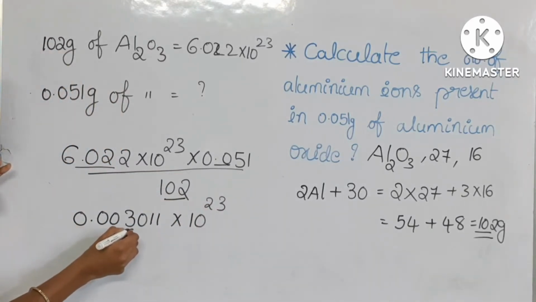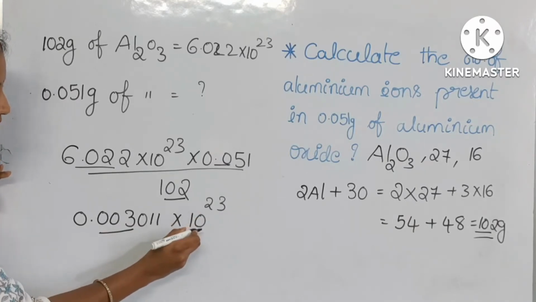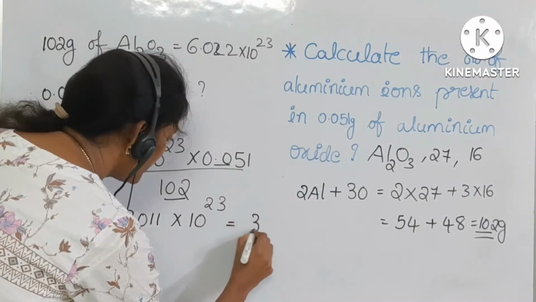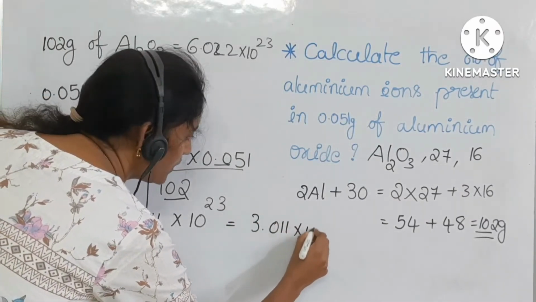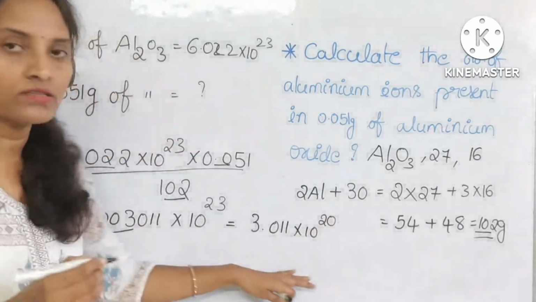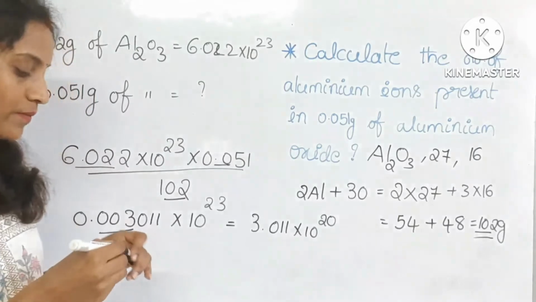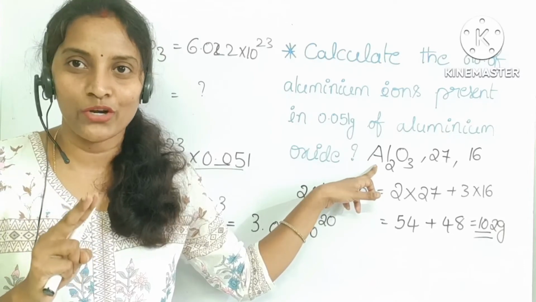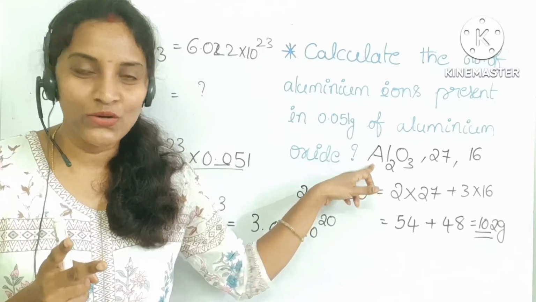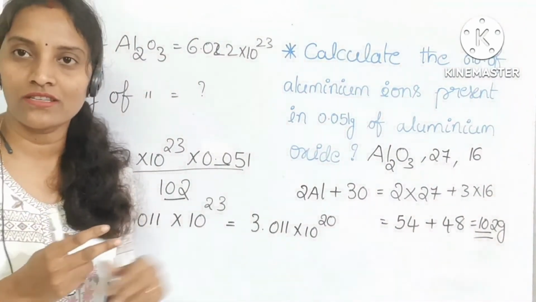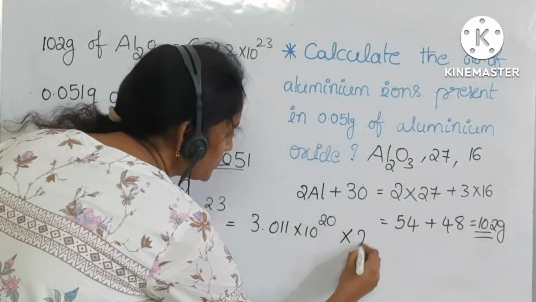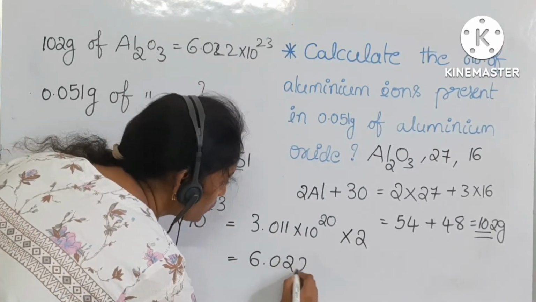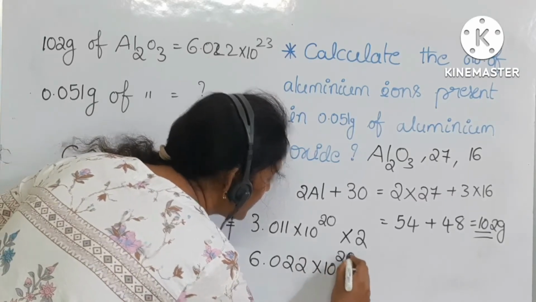To simplify this, you can multiply 3 tens from this 10 power 23 into the 0.03. So, you will get 3.011 into 10 power 20. Is this your answer? No, it's not your answer, because one aluminum oxide molecule has 2 aluminum ions. So you should multiply this number by 2. Into 2 you can do: 2 threes are 6, 2 zeros are 0, 2 ones are 2, 2 ones are 2, into 10 power 20.